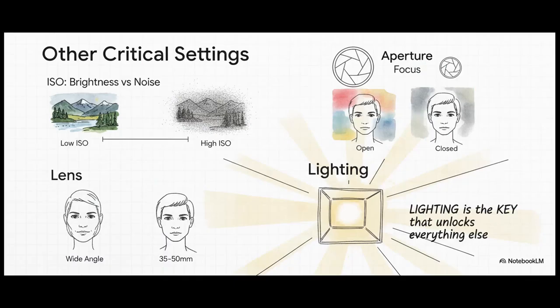Okay, a few other critical settings to quickly run through. ISO boosts your brightness, but the trade-off is more image noise, so you want to keep that as low as possible. Aperture, or f-stop, controls your depth of field. Basically, you want your whole subject in sharp focus. For your lens, a 35 to 50 millimeter is kind of the sweet spot to avoid weird distortion. But listen, the most important element here is lighting. Good, bright light is what makes a fast shutter and a high frame rate even possible. It's the key that unlocks everything else.